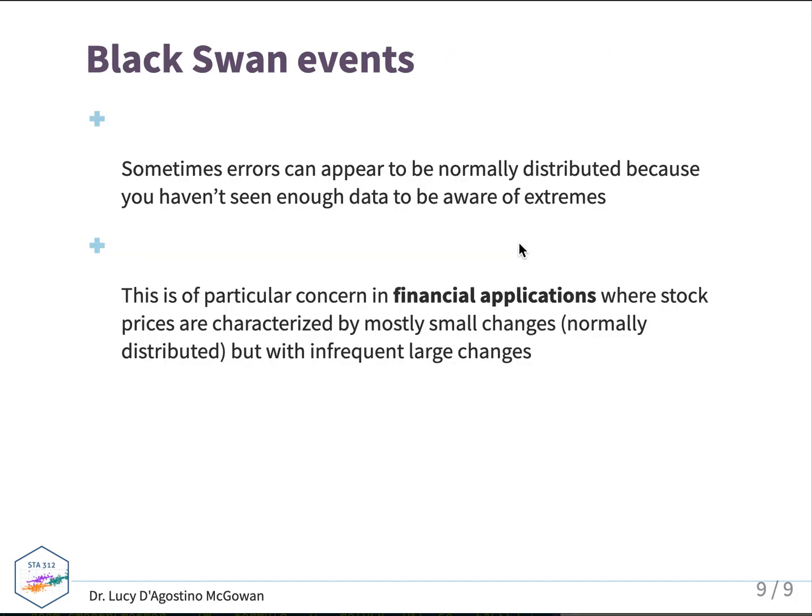And then the final issue is what's known in your book. They talk about black swan events. And in fact, there's a whole book on this concept. Essentially, the problem here is sometimes you can have errors that appear normally distributed because you haven't seen enough data to be aware of extremes. This is one of the trickiest ones because here you can do all the correct model checks.